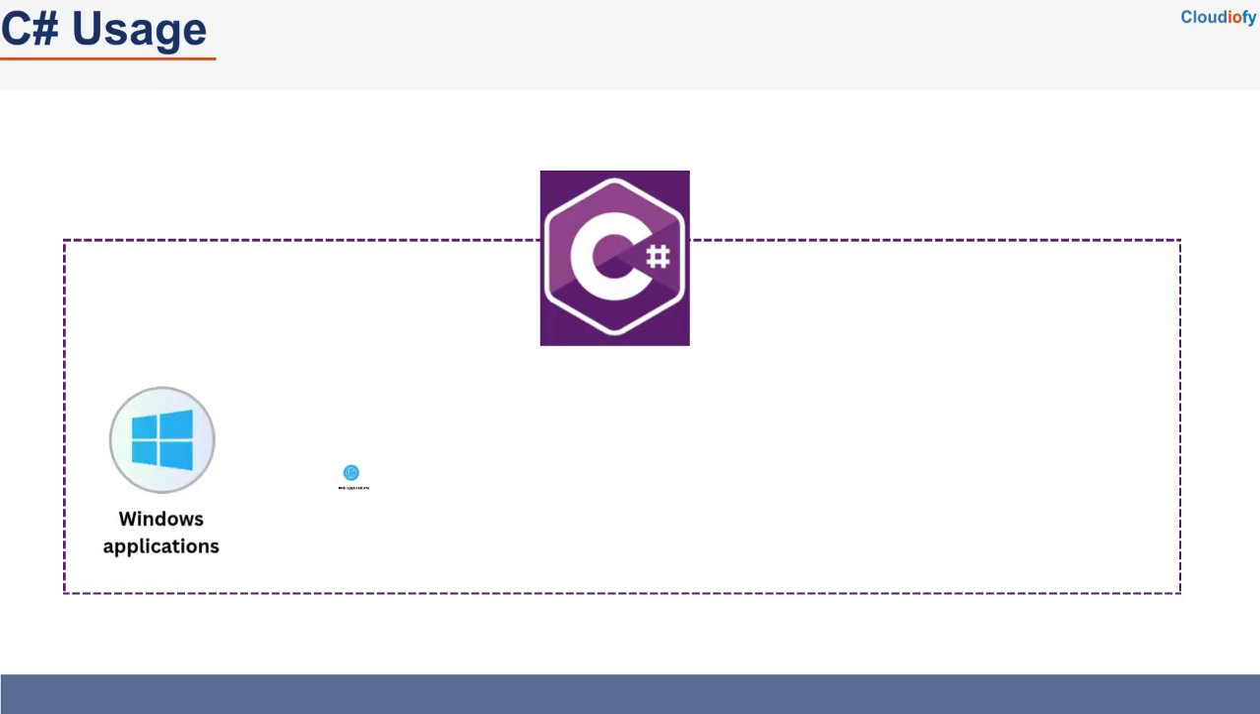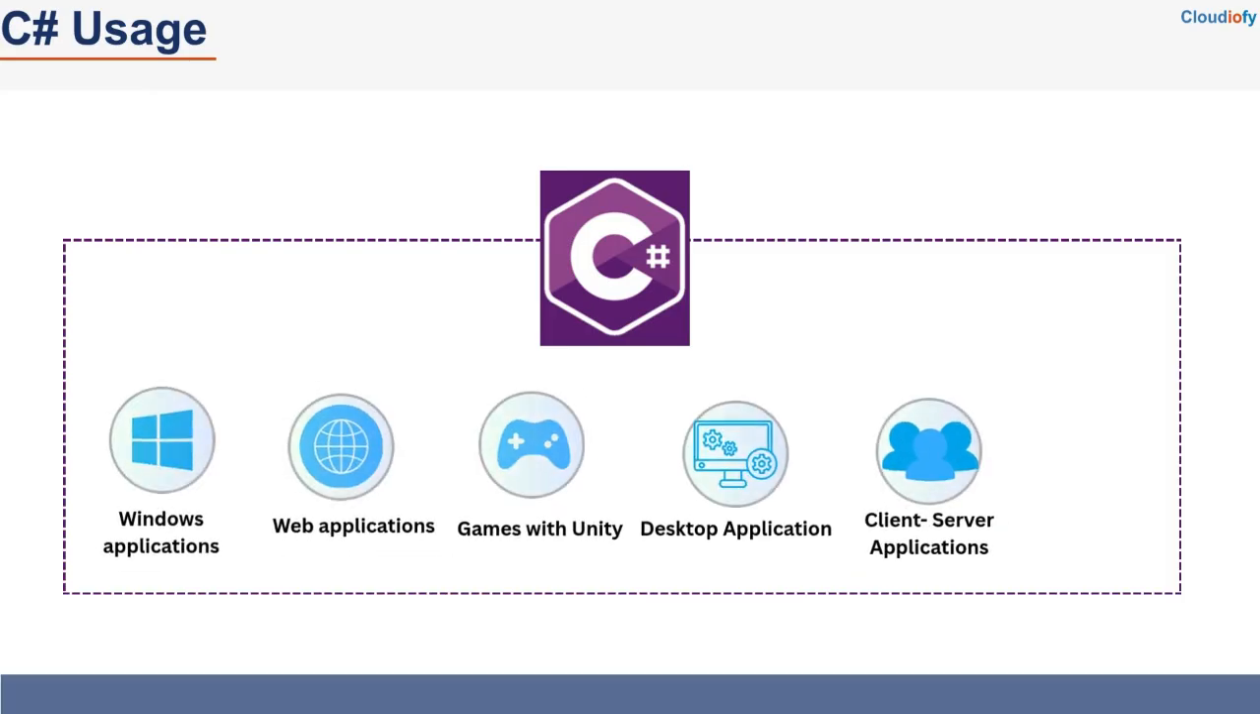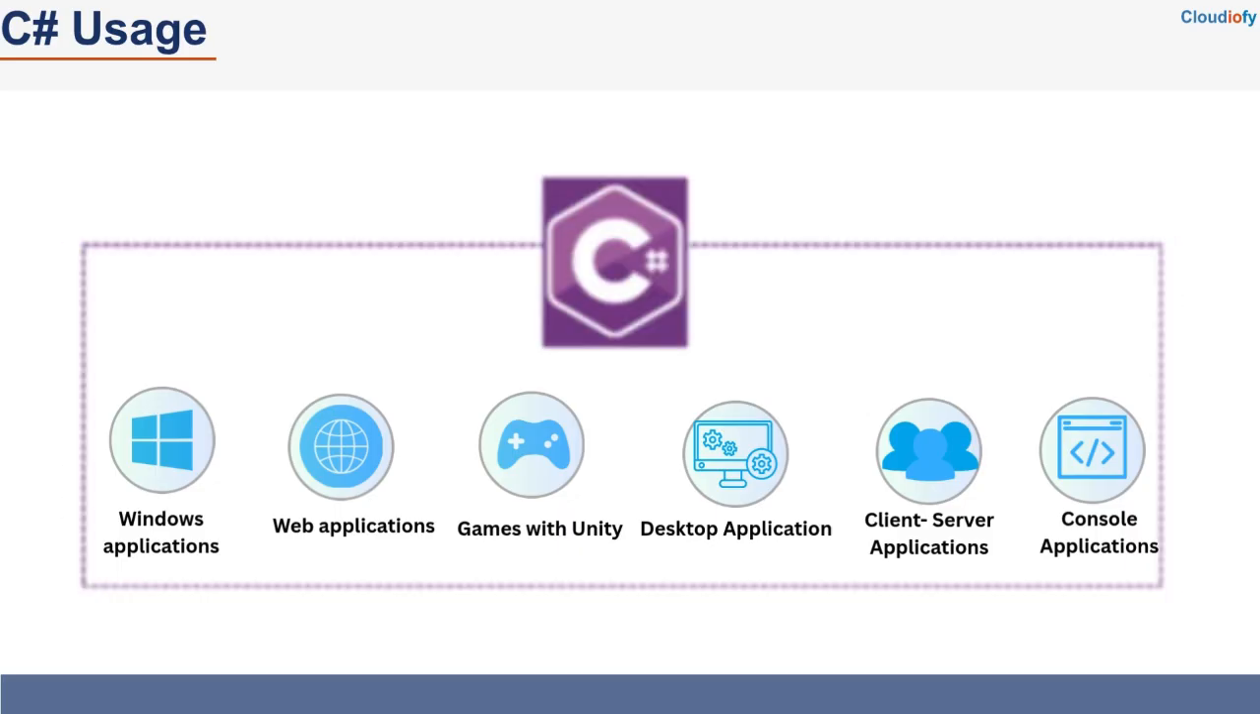Where is C# used? C# is widely used in many areas. You can build desktop apps for Windows, create web applications, develop games using the Unity engine, and make powerful software for businesses. Its flexibility makes it popular in many industries.